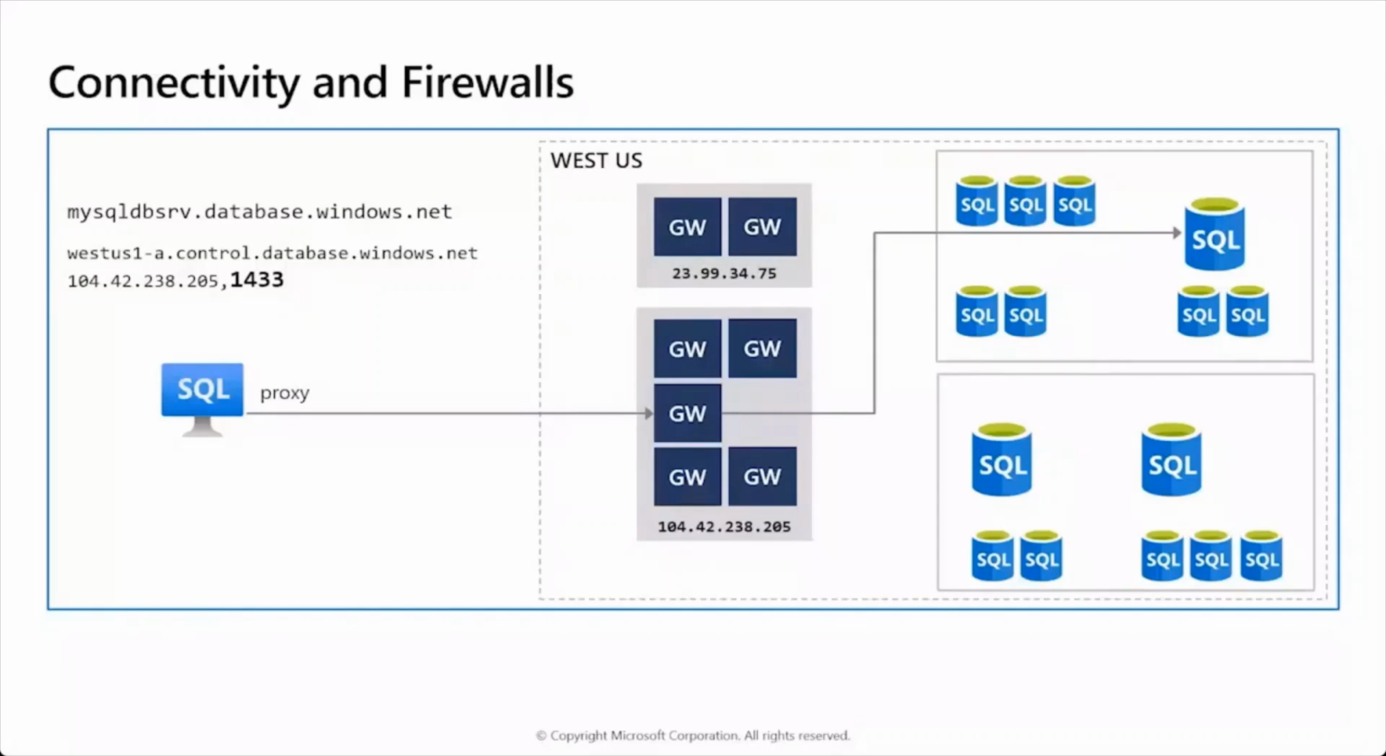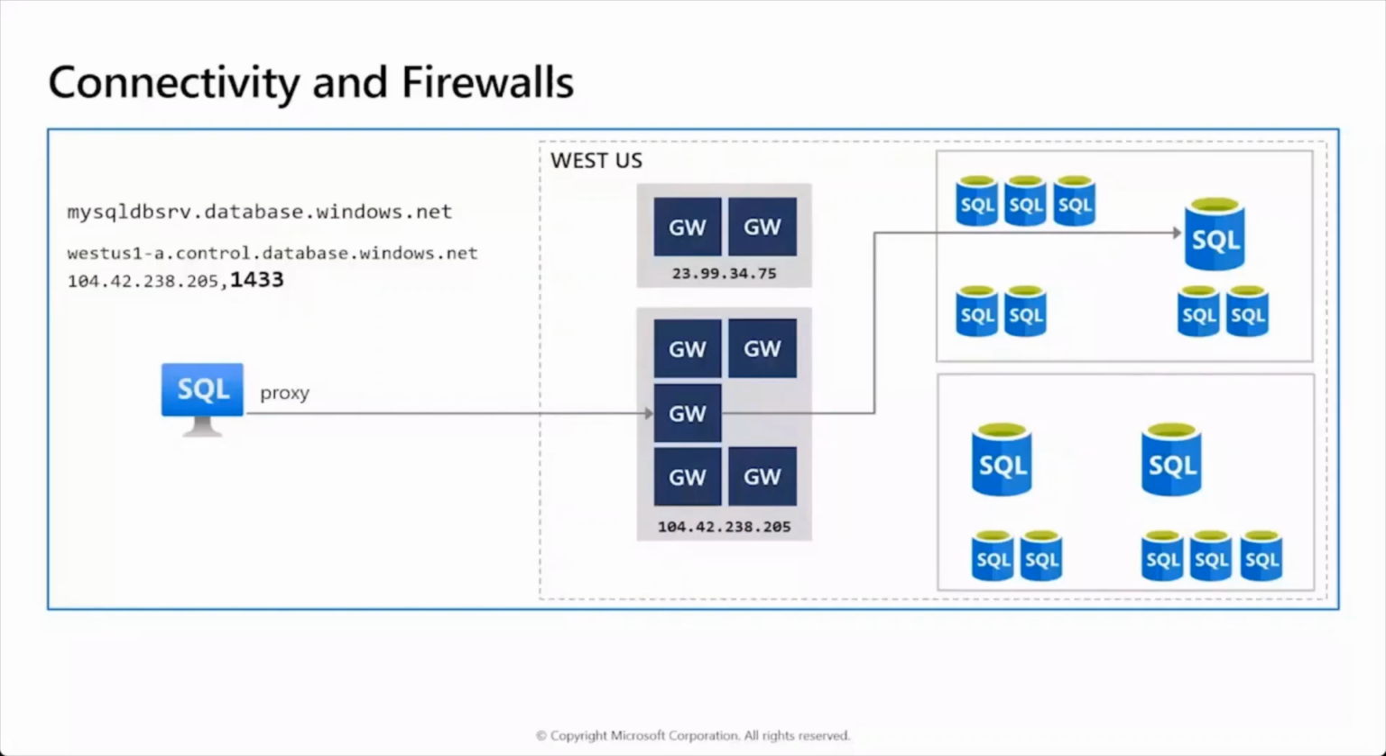Now, if we take a look at this diagram here, we've got a client connecting to the database gateway, which has a public IP address and is listening on port 1433. Now, this gateway, depending on what connection policy has been specified on it, will either redirect or proxy the traffic to the right database tier in the backend. And so then inside the database cluster tier, the traffic is then forwarded to the appropriate database.